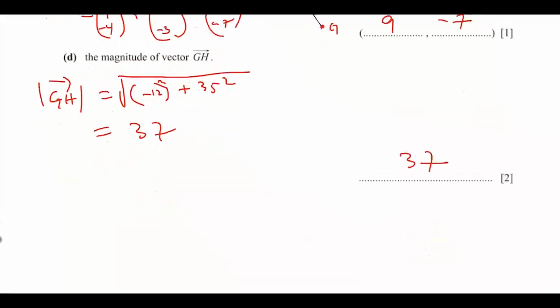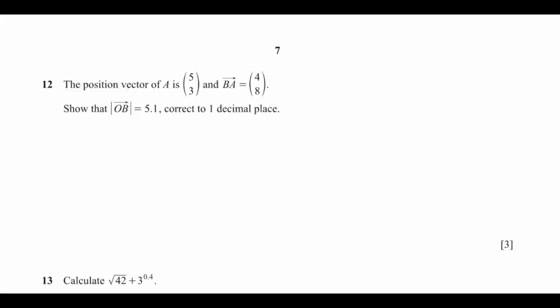Okay, so let's go to the next question. That will be question 12 of paper 058023 May June 2023. So we only need to solve this question 12. We're not interested in question 13. So the position vector of A is (5, 3), and BA is equal to (4, 8). Show that the magnitude of vector OB is equal to 5.1, correct to 1 decimal place.